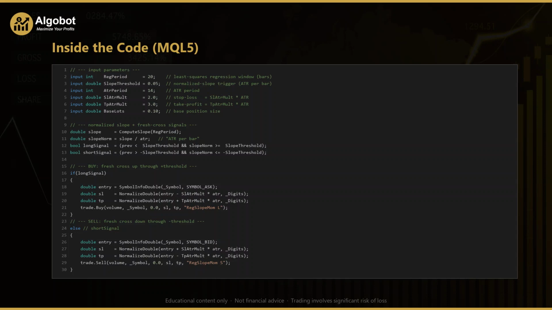When the short signal is true instead, entry is taken at the bid, the stop loss sits 2 times ATR above entry, the take profit 3 times ATR below, and trade.sell sends the order. Same structure, opposite direction. That symmetry is what lets the strategy respond to momentum in either direction.